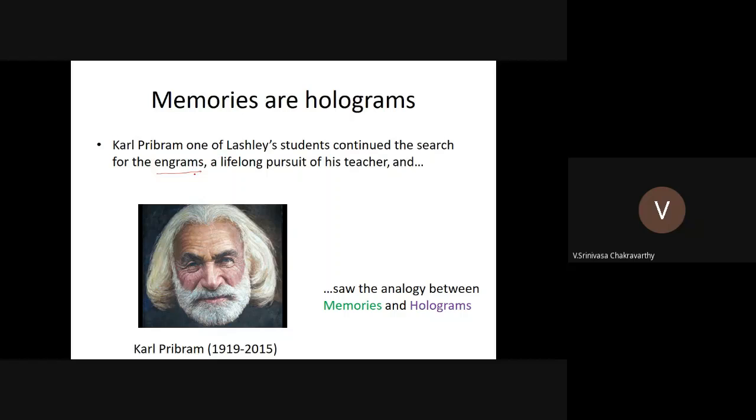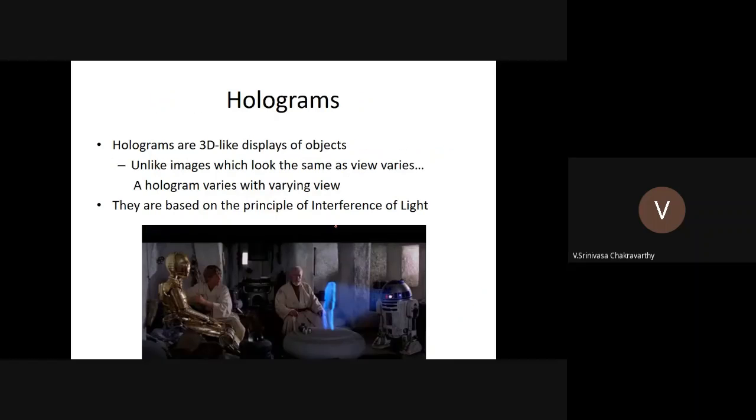So one of his students, Karl Pribram, continued that pursuit, the pursuit of his teacher. And Pribram's son happens to be a physicist. Just about the time in the 60s, holograms were discovered or invented, you can say it whichever way. His son was telling his father about holograms and the physics of holograms and so on. Immediately, Pribram saw a connection between holograms and memories. Why is that? Let us look at that a little bit.